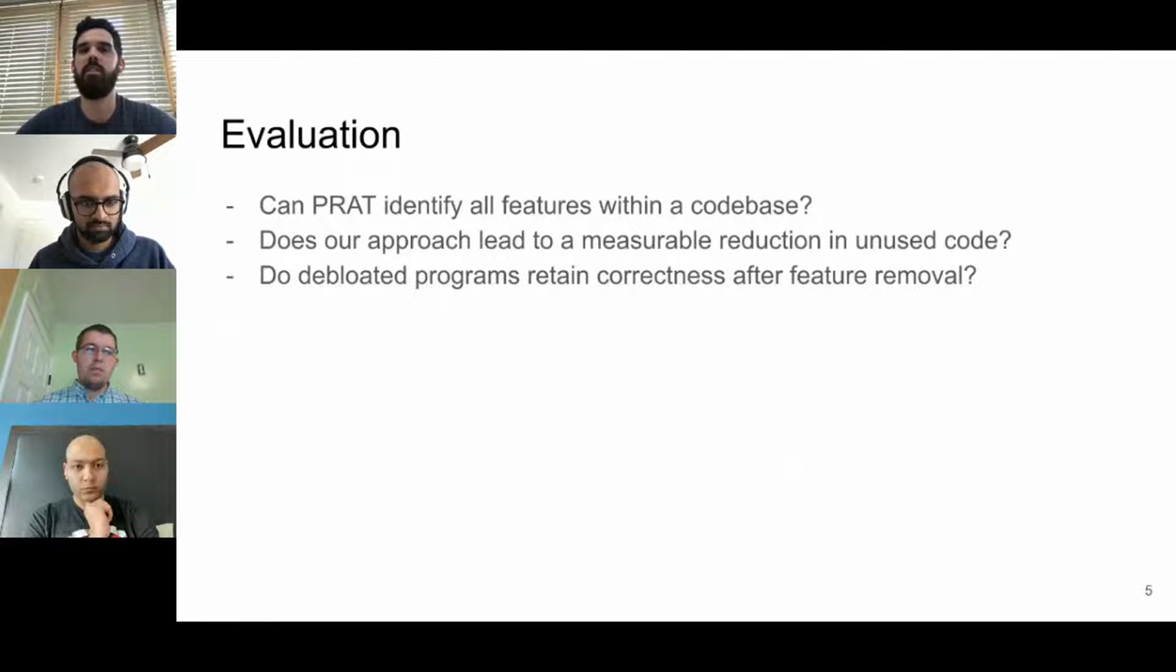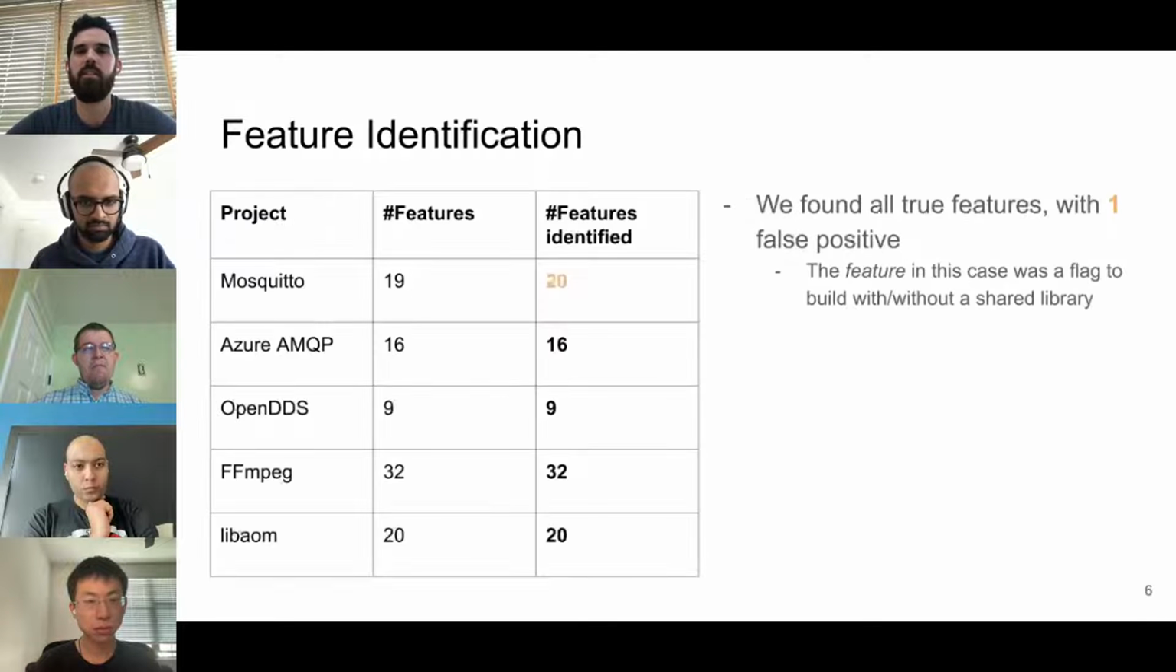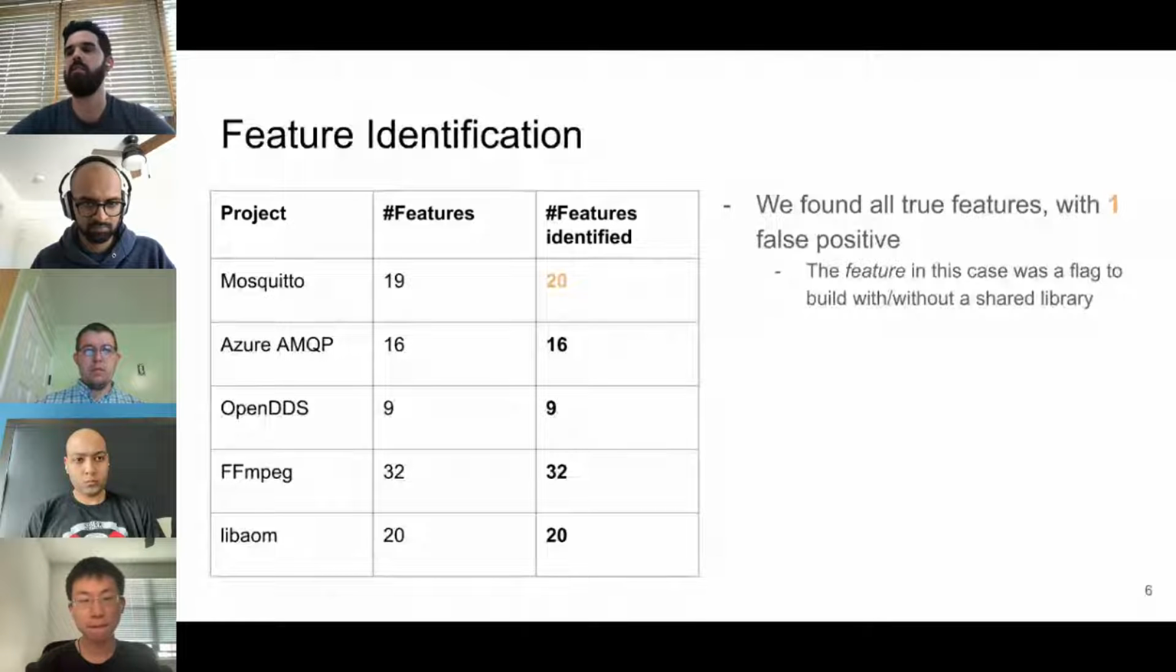Does this approach actually lead to a measurable reduction in the amount of unused code? And then lastly, do the debloated programs retain correctness after that feature removal? So for number 1, we found that in all evaluation tests, we found all the true features with 1 false positive. This false positive was with one of the MQTT implementations, but that ended up pertaining just to a flag to build with or without a shared library, so it wasn't a breaking feature for this.